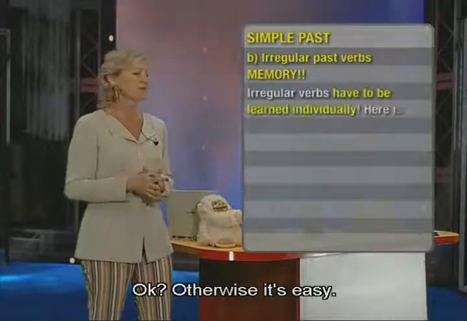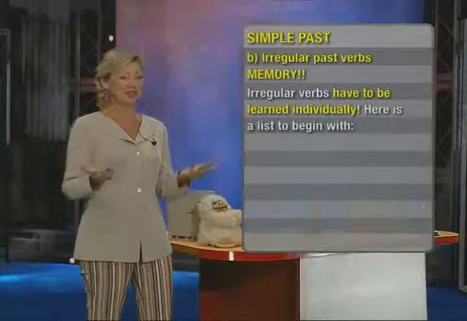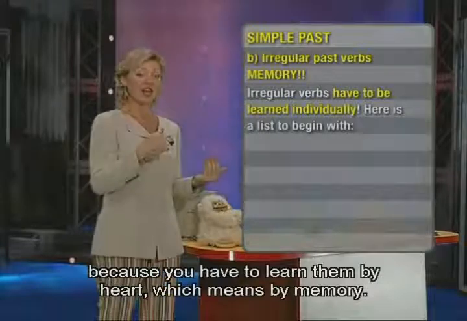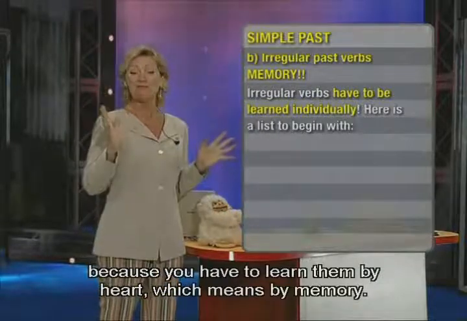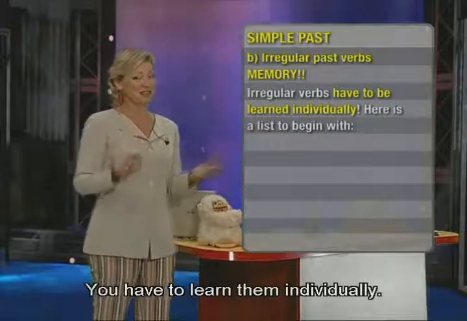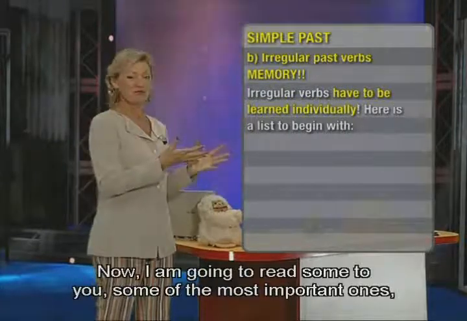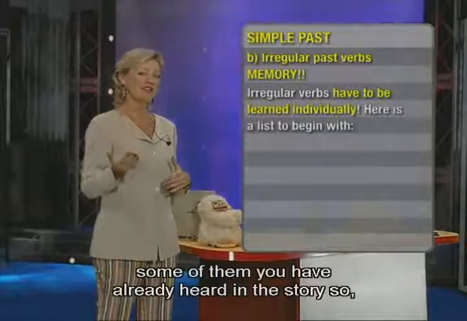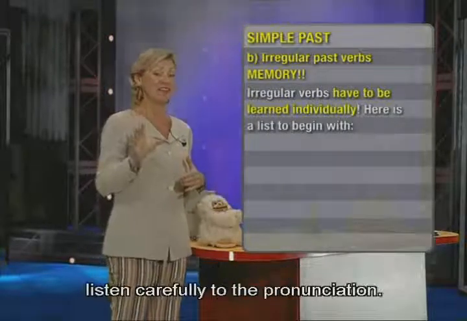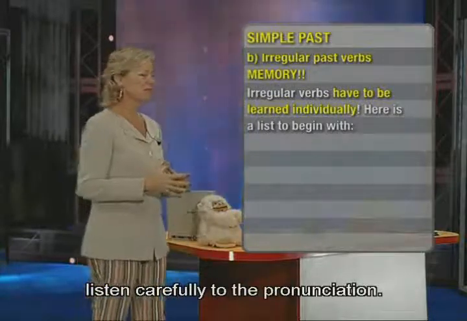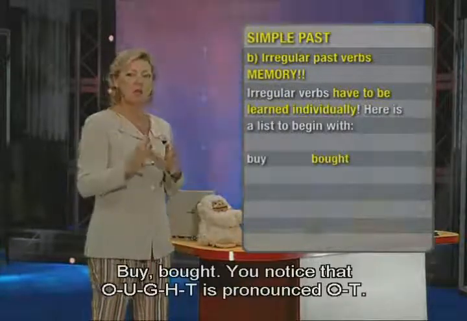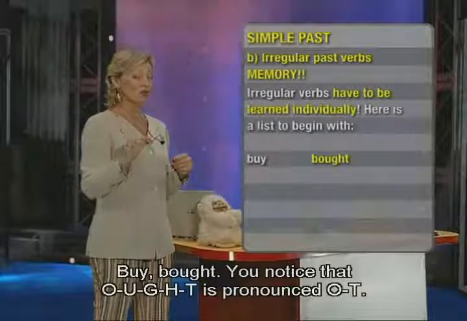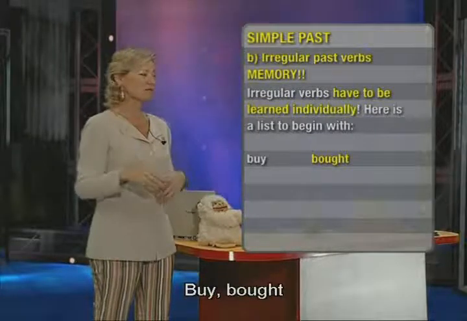Otherwise, it's easy. The problems begin with the irregular verbs because you have to learn them by heart, which means by memory. You have to learn them individually. Now, I am going to read some to you, some of the most important ones. Some of them you have already heard in the story, so listen carefully to the pronunciation. Buy, bought. You notice that O-U-G-H-T is pronounced ought. Buy, bought.